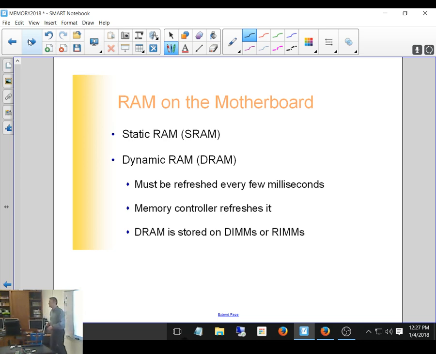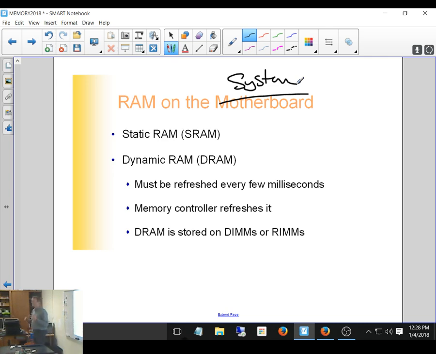So we have two different kinds of RAM on our motherboard. We have static RAM, SRAM, and we have dynamic RAM, or DRAM. Both of those exist. It shouldn't really say on our motherboard. It should say RAM in the system, because one of them is not really on the motherboard.